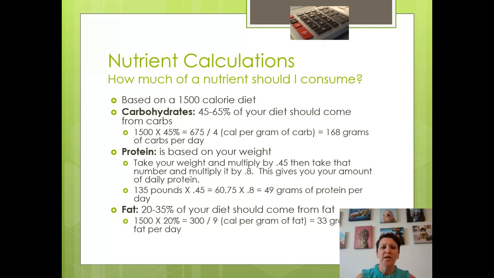And then the last one is the fat. You want 20 to 35% of your diet to come from fat. So you're going to take 1,500 times 0.20, or 20%, because we're going for the lower end, which equals 300. Now you divide that by 9, because there are more calories per gram in fat, giving you 33 grams of fat per day. So this is just your basic calculations.